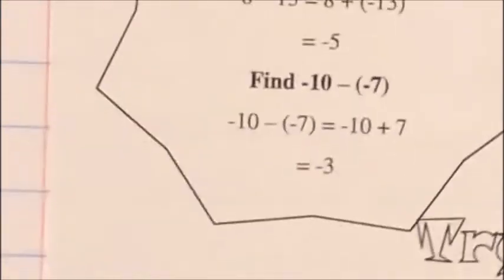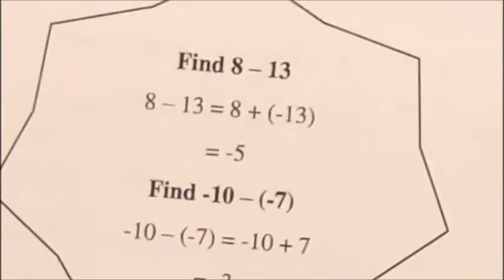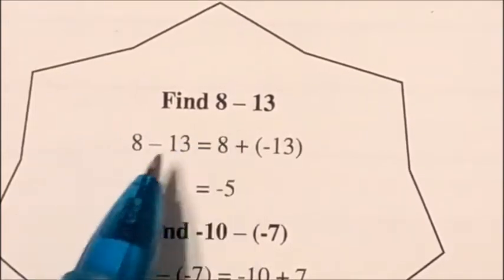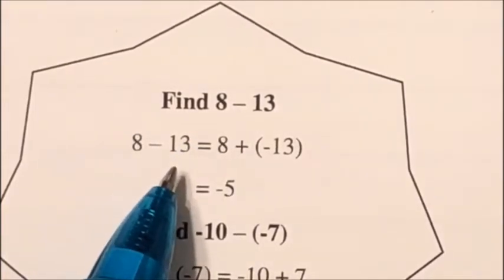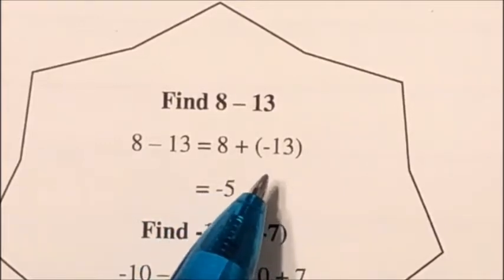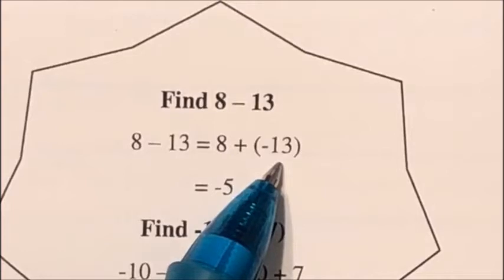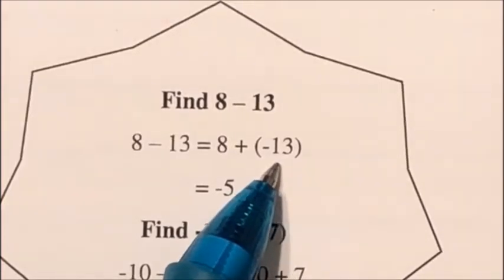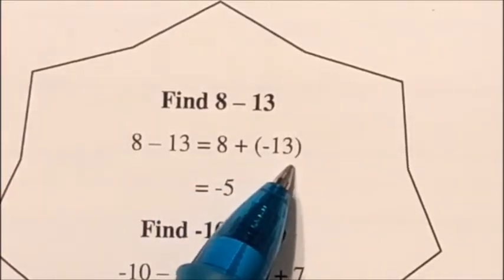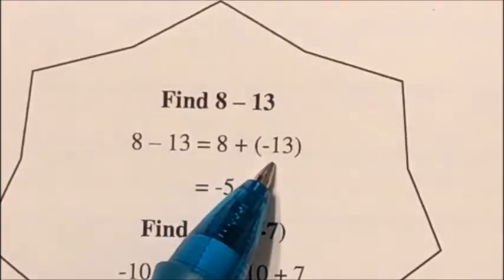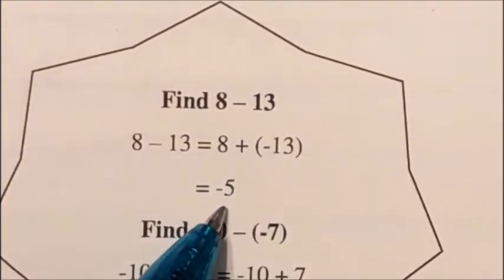Okay, so let's look at some other examples. The first example I have is find 8 minus 13. The very first thing I'm going to do is take 8 minus 13 and rewrite it. So I'm adding an additive inverse. So I get 8 plus negative 13. These are different signs, so I subtract them. 13 minus 8 gives me 5. 13 is bigger and it's negative, so my answer is negative 5.